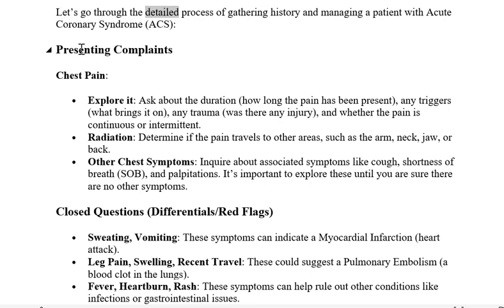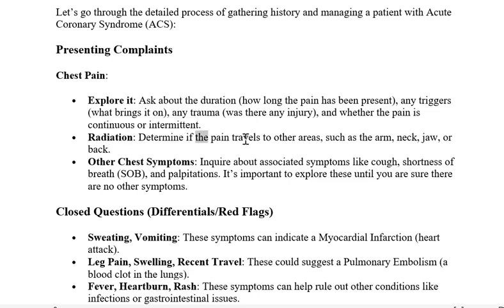Let's go through the detailed process of gathering history and managing a patient with acute coronary syndrome (ACS). Presenting complaints. Chest pain. Explore it, ask about the duration, how long the pain has been present, any triggers, what brings it on, any trauma, was there any injury, and whether the pain is continuous or intermittent.